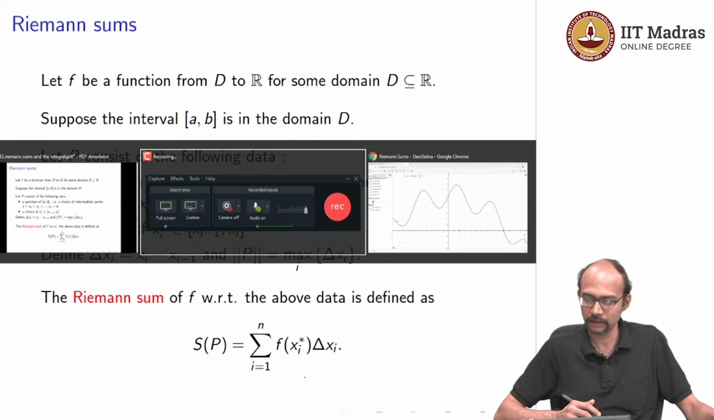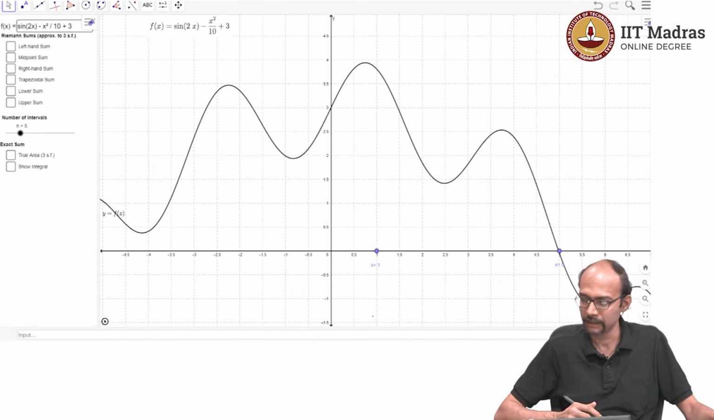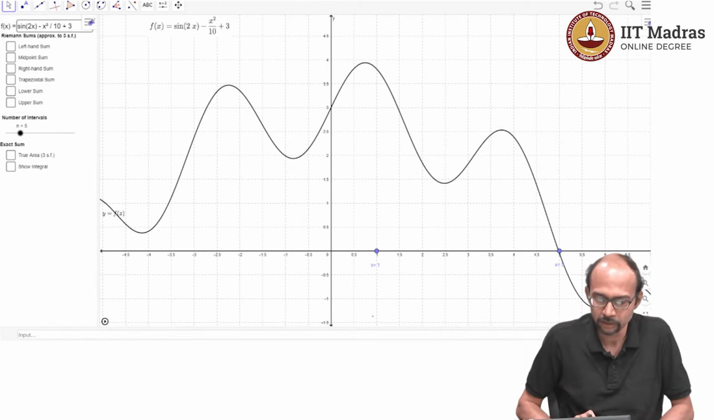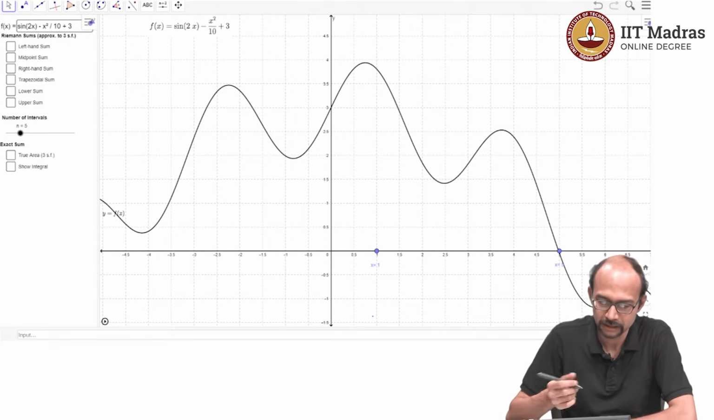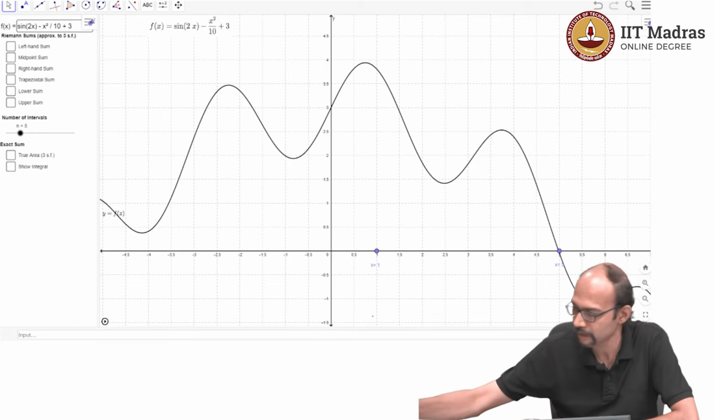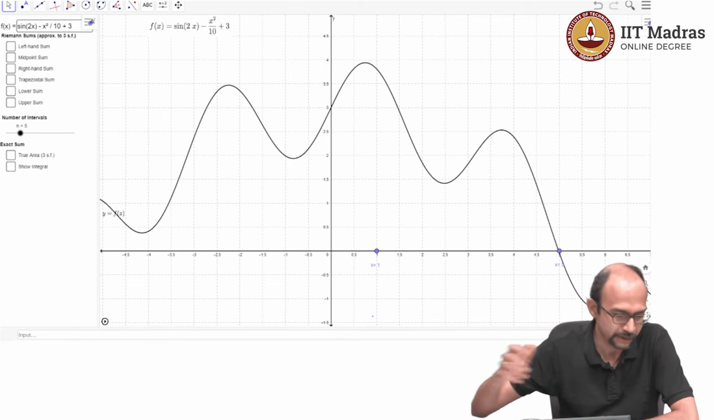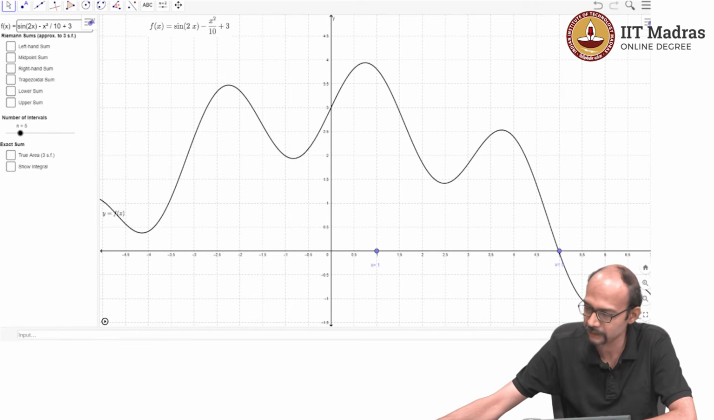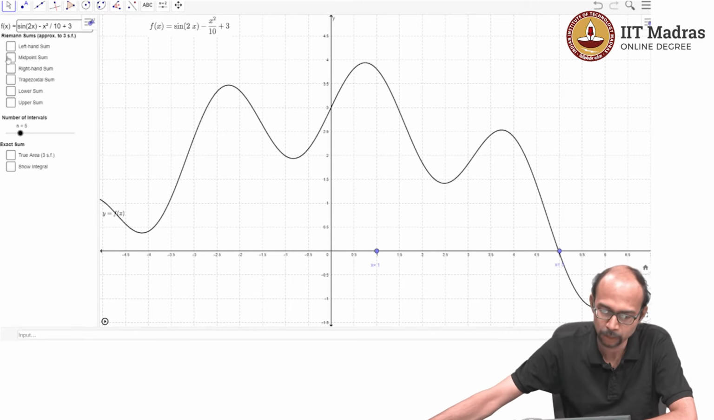So let's go to GeoGebra and do some computation. I got this from the GeoGebra website. Here's a function: sine of 2x minus x squared by 10 plus 3, a somewhat complicated looking function. Let's plot all these various sums that we have. These are the Riemann sums corresponding to different choices of x_i star.